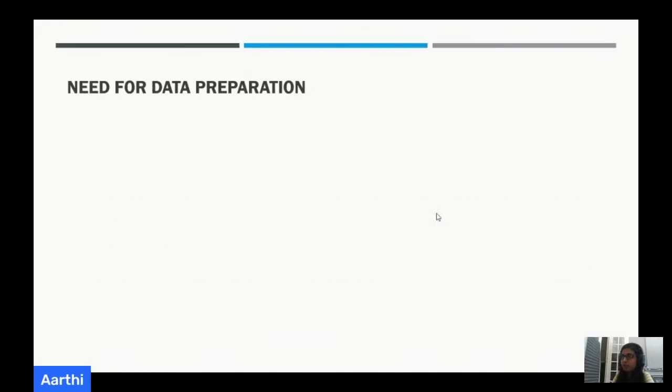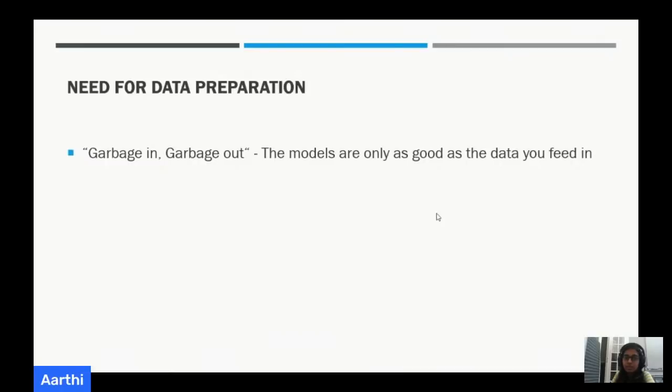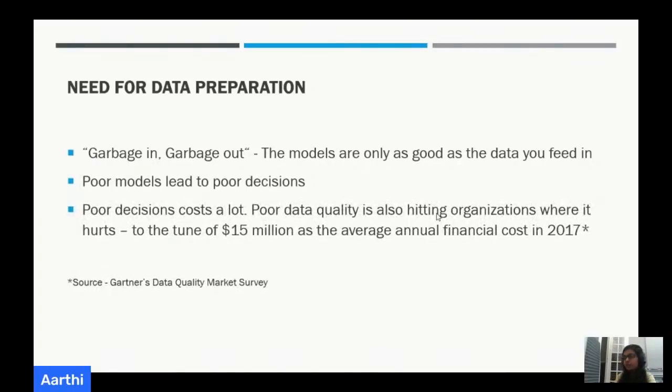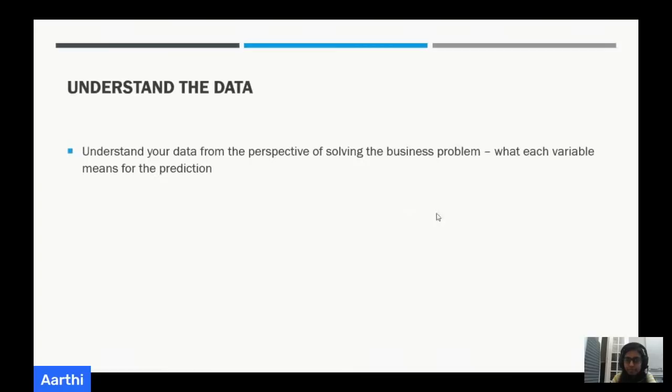Why do we need data preparation? Garbage in, garbage out. This is something that you will always hear, because what you feed your model is what you get out. So if you feed poor quality data, poor prediction is what you get. And poor models lead to poor decisions, and poor decisions cost a lot to the business. As per Gartner's survey, that is almost to the tune of 15 million in a financial year.